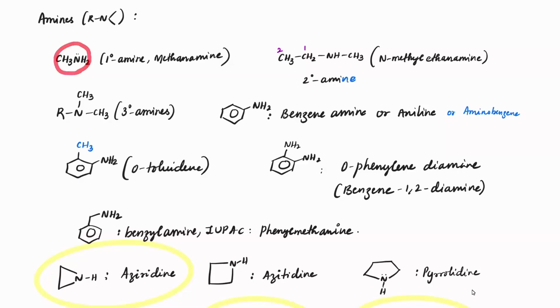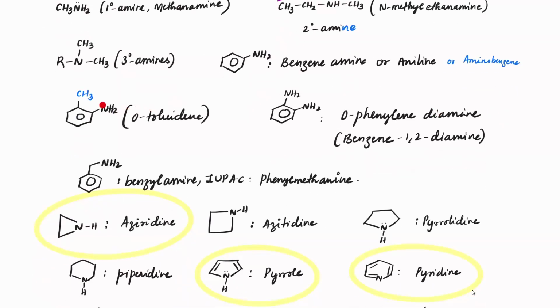If you have CH3NH2, it's a 1-degree amine, and the IUPAC name is methanamine. And here it is a 2-degree amine, and the IUPAC name is N-methyl ethanamine. And these are 3-degree amines. In case you have NH2 on benzene, we can call it benzene amine, aniline, or aminobenzene. All these are accepted IUPAC names. If you have a CH3 along with NH2 at the ortho position, it is o-toluidine, and so on.